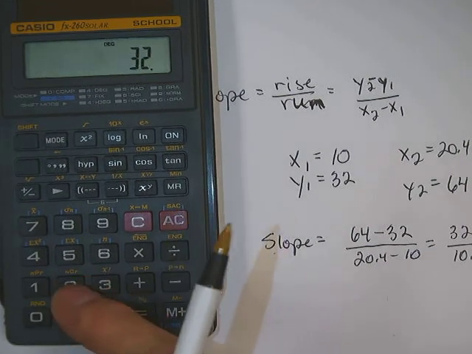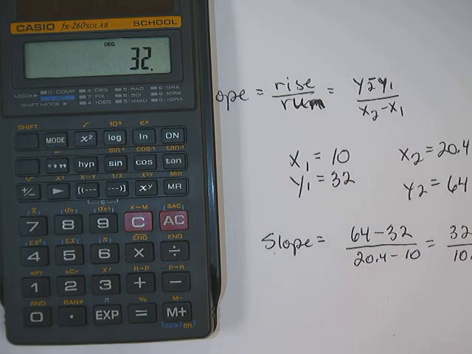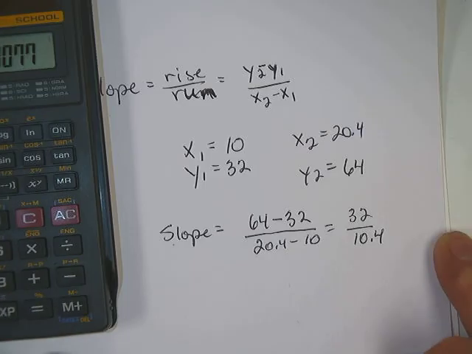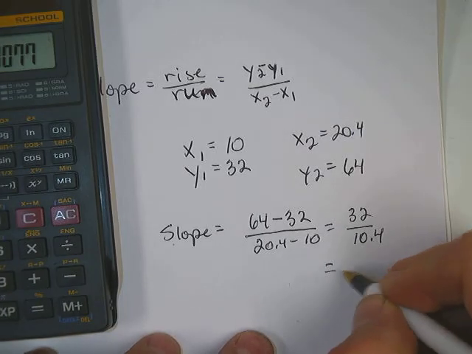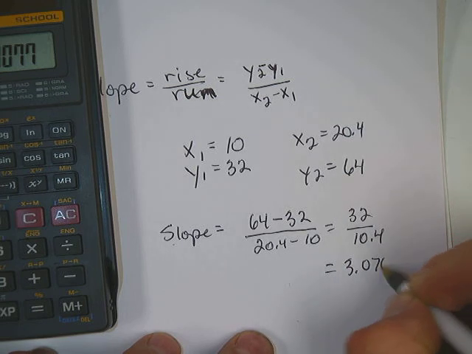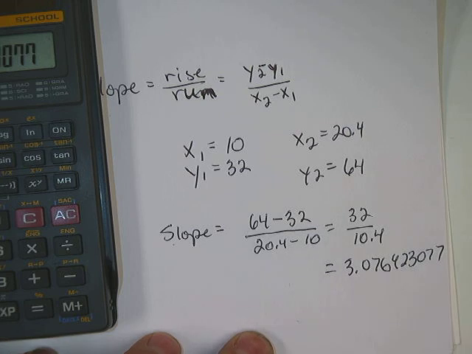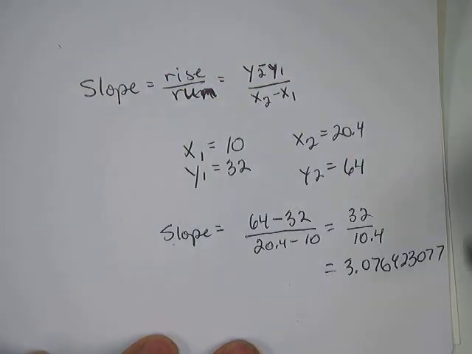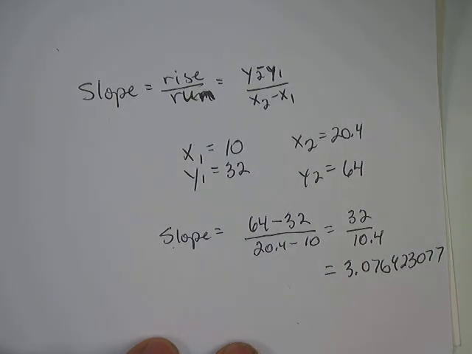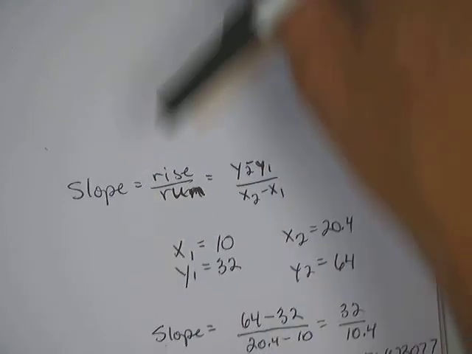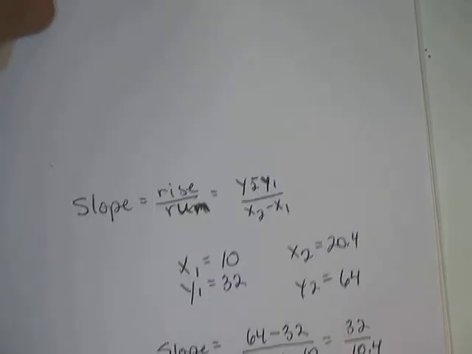32 divided by 10.4 equals, oh, I was not even quite right. It is 3.076923077, which is an excellent math answer. However, once again, we are in chemistry, right? And numbers like this are not pure numbers. They are actually measurements, or in this case, calculations of measurements.